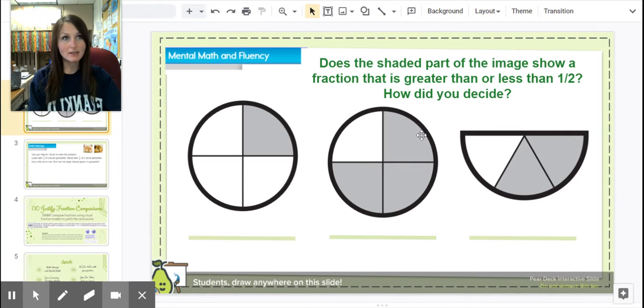Just like we've been practicing, we have different fractions here, but this time I want you to write down: does the shaded part of the image show a fraction that is greater than or less than 1/2? And I want you to tell me, how did you know? Instead of writing what the fraction is, you'll just write greater than half or less than half. Then maybe you can explain a little bit of your thoughts on one of them. You don't have to do it for all three.